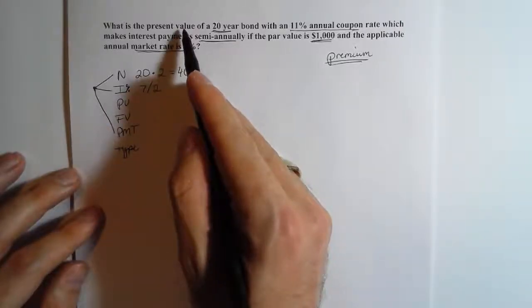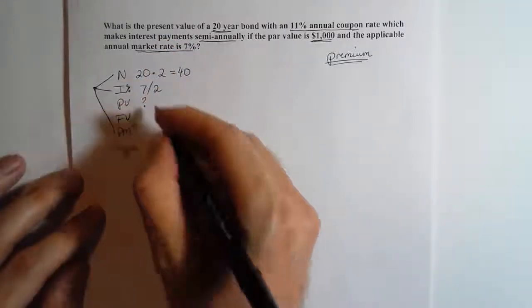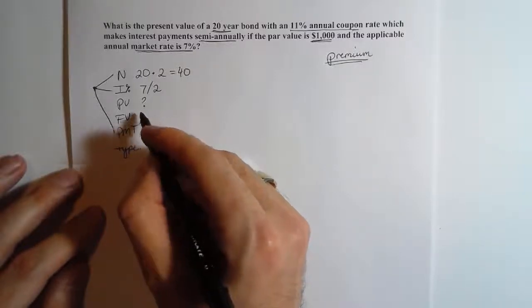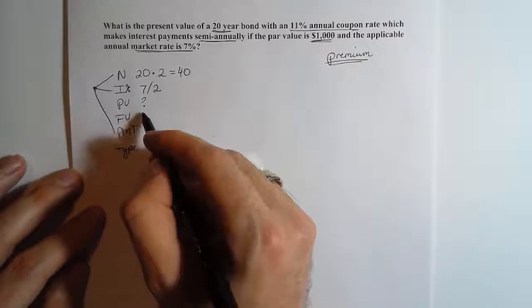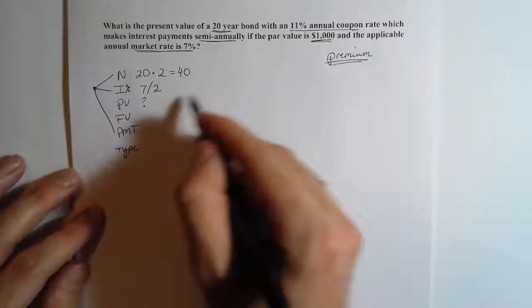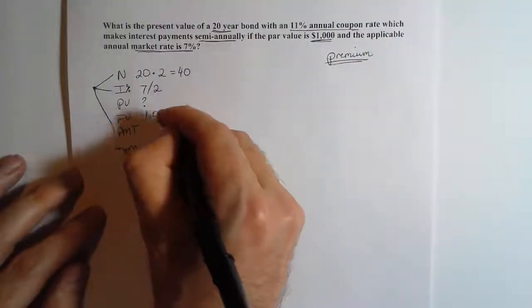Now, what we're asked to find is the present value. So present value is what we don't know at the moment. Future value is going to be the cash flow that happens at the end of the 20 years. And specifically, that's not associated with the interest payments. So in this case, what we have for future value is this par value of $1,000. So I'm going to put that in as a positive $1,000.